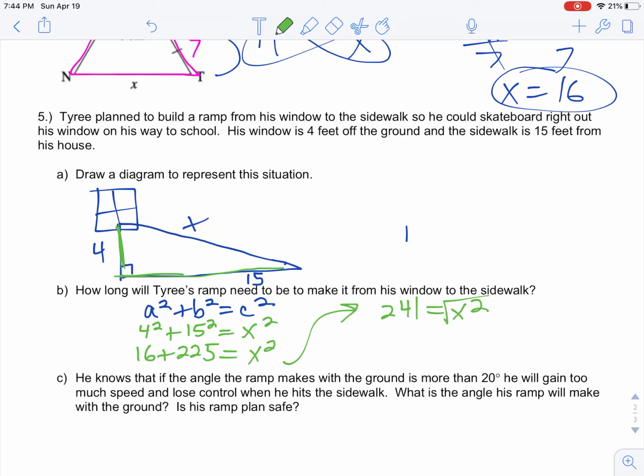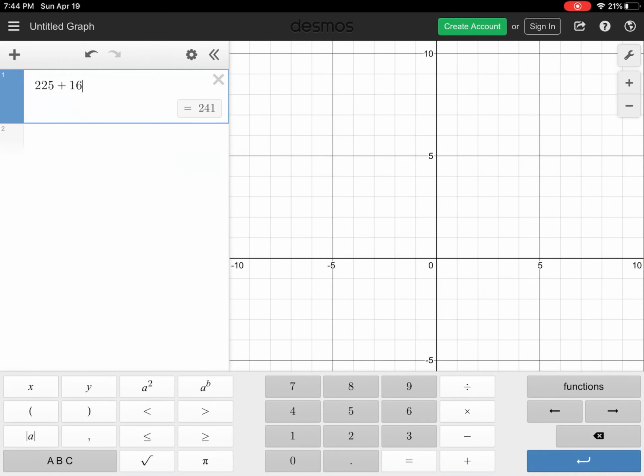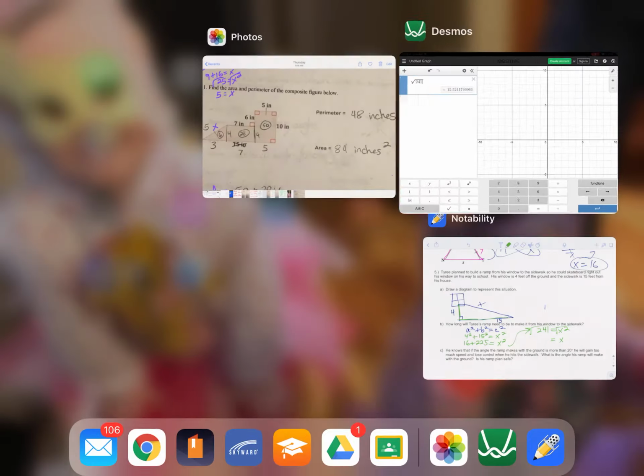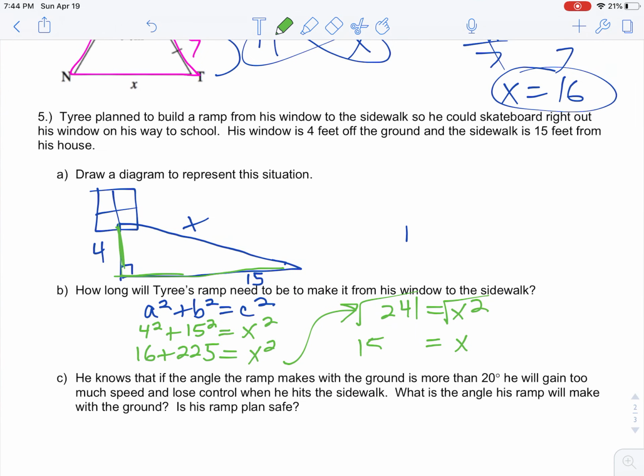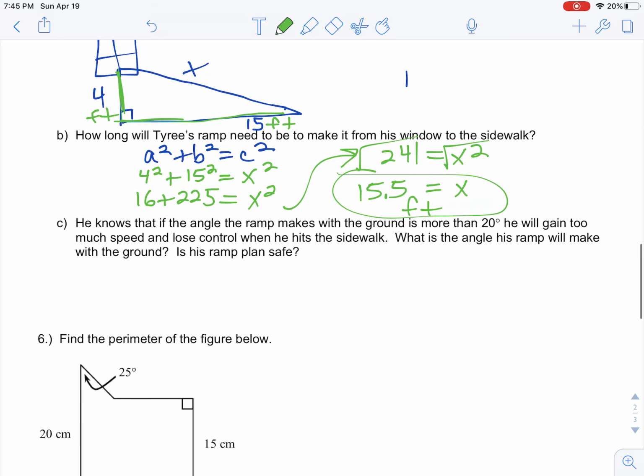To get the x by itself, the opposite of squaring x would be to square root it. So now we would have x equals the square root of 241. The square root of 241 would give us about 15.5 to round to the nearest tenth. These were in feet, so we should say 15.5 feet is how long the ramp will have to be.